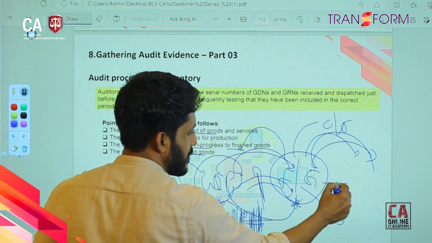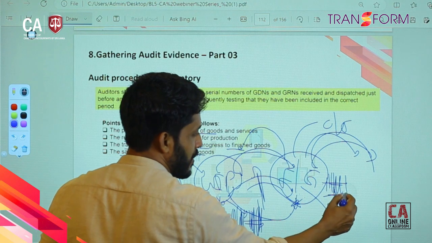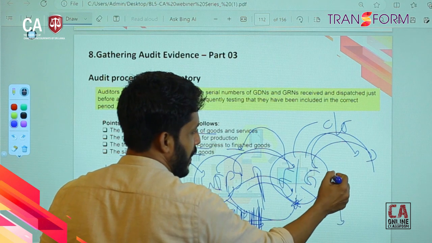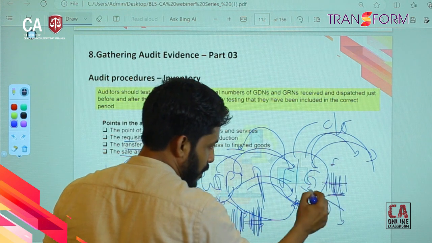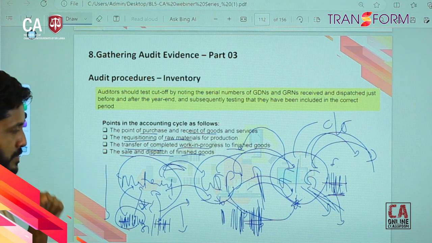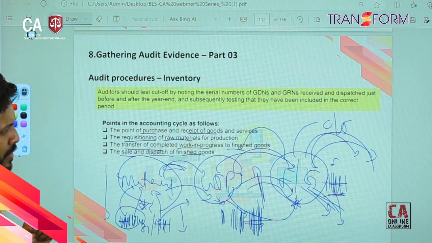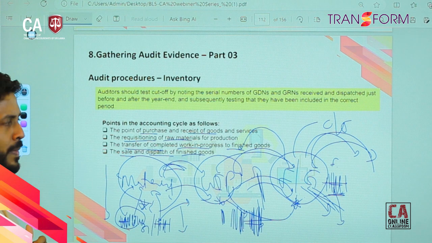Whatever the last selling items at the December month, December 31st, at the final hour, the sold items should be removed from the finished goods, right? So then that should be ensured. So then those are the things you need to consider once you are verifying your inventory balance.